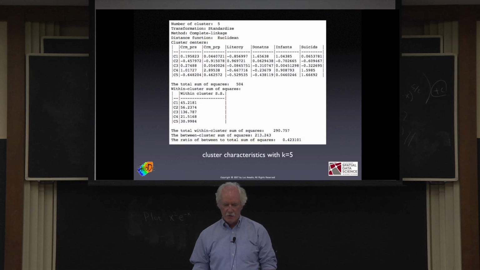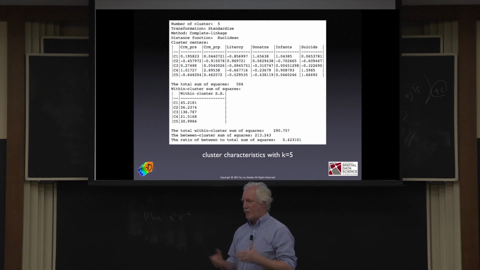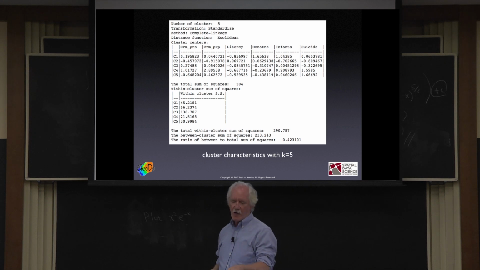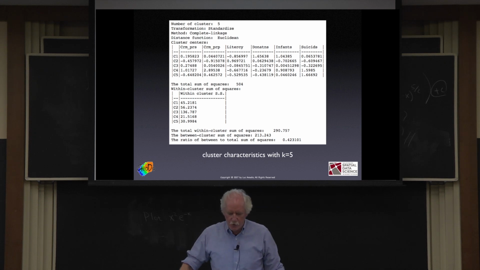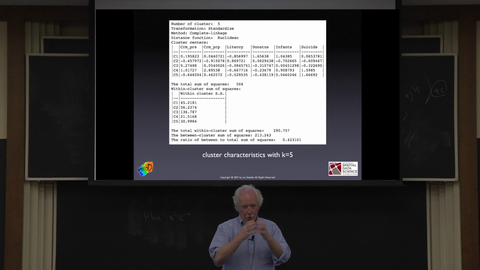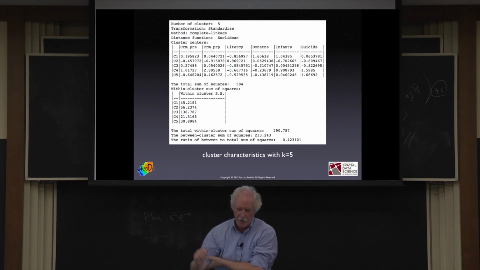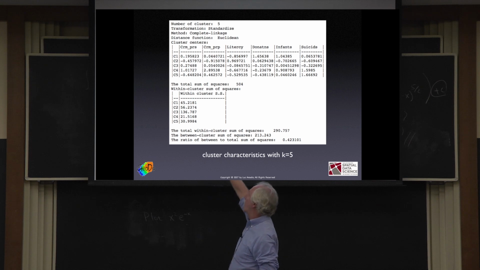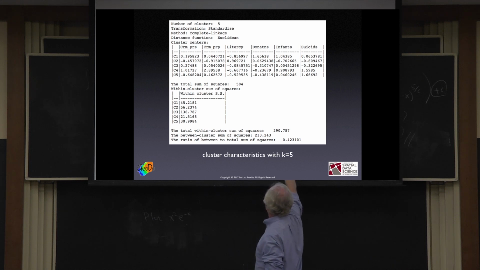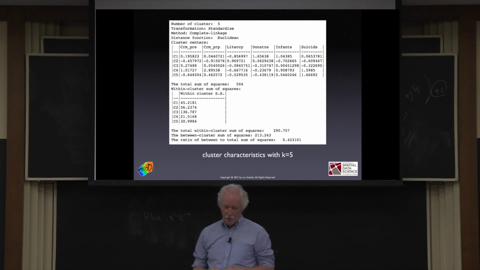So this is what you get in GeoDa, hopefully by Monday. If not, we'll do it in R, or we'll do both. So you get the summary, you get some characteristics of how we did this. We used standardized variables, we used complete linkage, we used Euclidean distance. These are the centers of each cluster. So these are, in essence, the averages of the values for each variable for the observations that are part of that cluster. And then we have the breakdown of the total sum of squares to the variance within each of the clusters, and the ratio is 0.423, right?